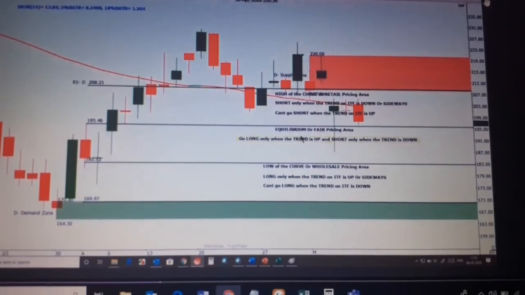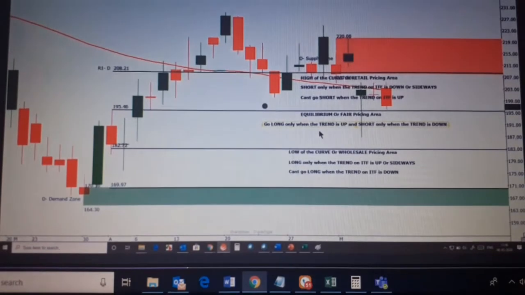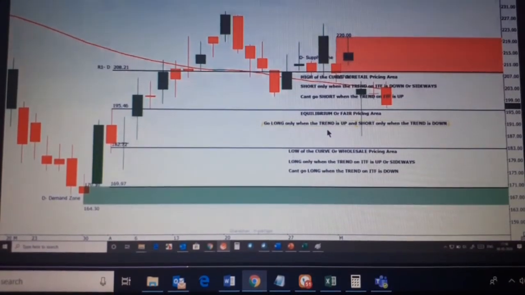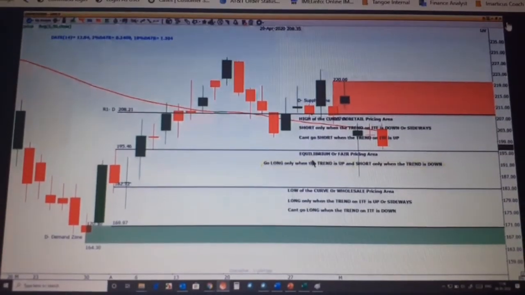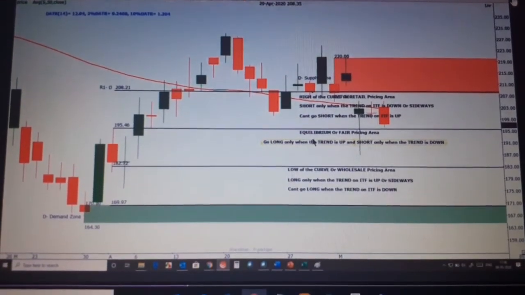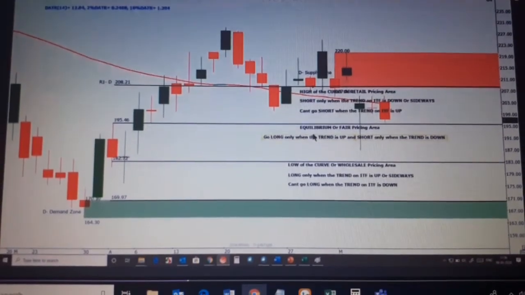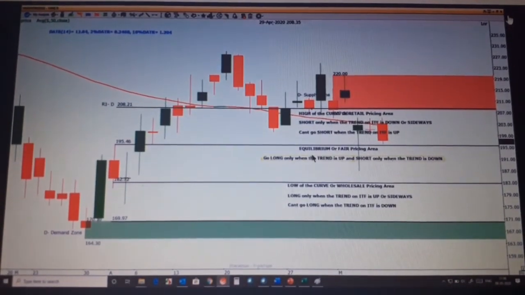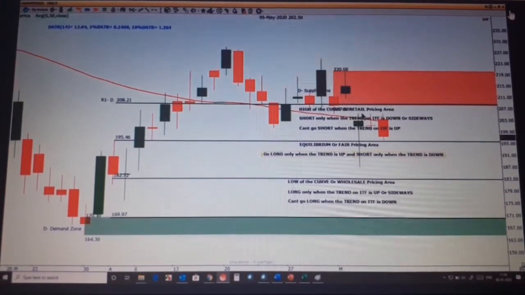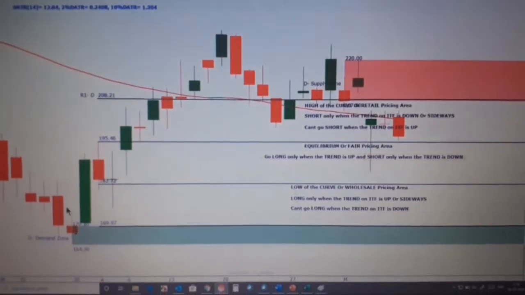Whenever the lower time frame zone is in the equilibrium and your trend is sideways, don't do anything. Okay, and in the beginning, what I will advise you is to take your trade only in this area and in this area.